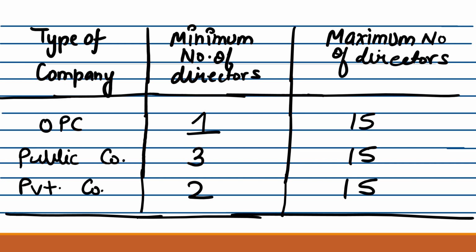So in case of OPC, the one person company, the requirement is to have one director as the minimum number of directors, and the maximum number of directors is 15. In case of a public company, the company which can issue its shares to the public in terms of IPO and FPO and can raise money, the minimum number of directors is 3 and the maximum is 15. In case of a private company, the minimum number of directors is 2 and the maximum is 15. So from the table given over here, we can see that the maximum number of directors in all three classes of companies is 15.